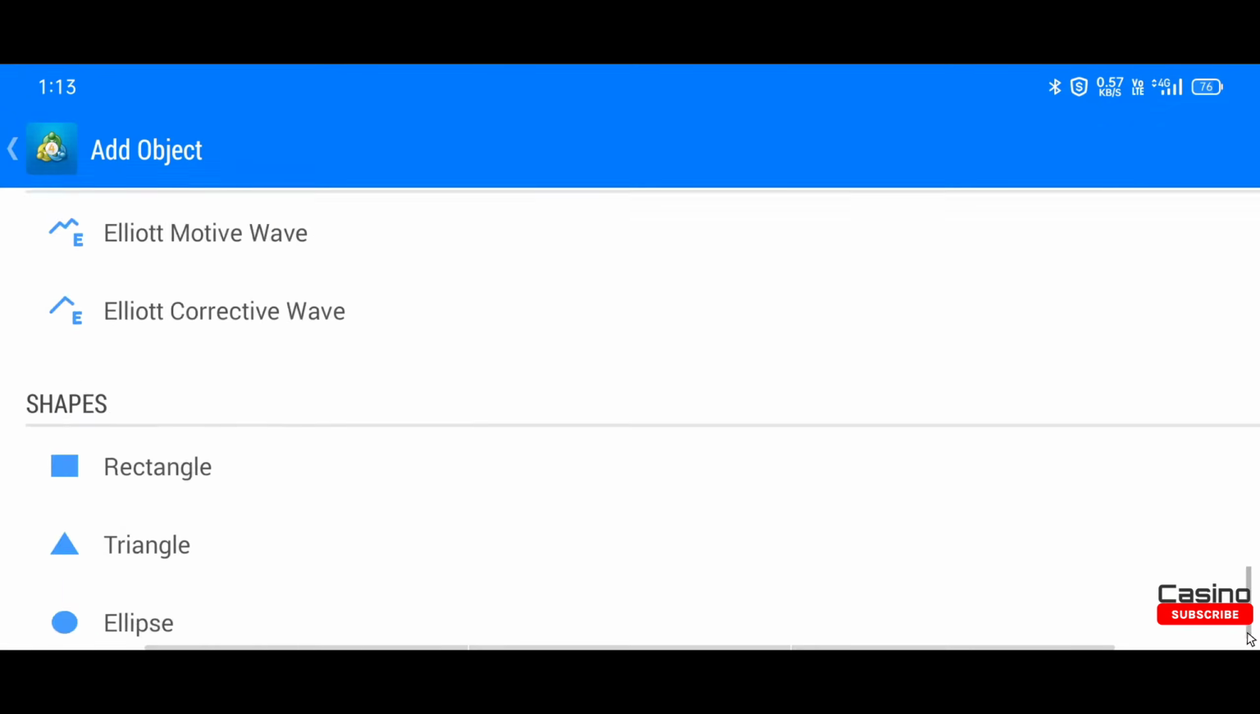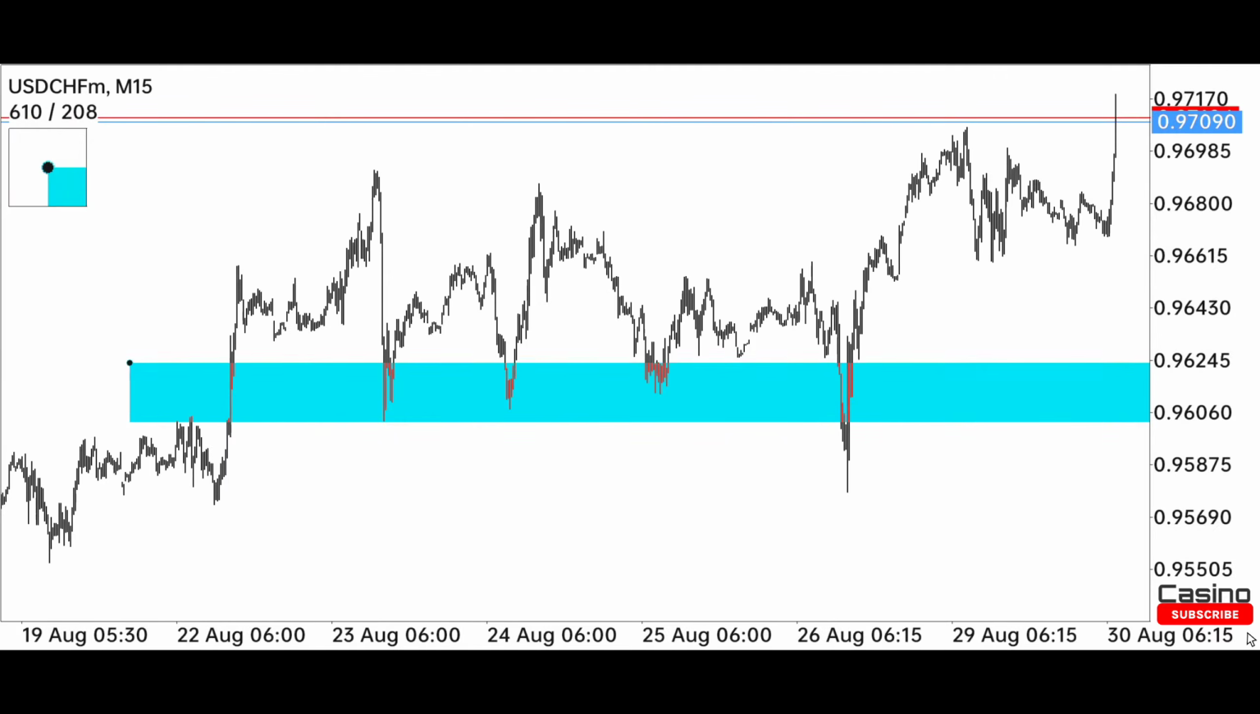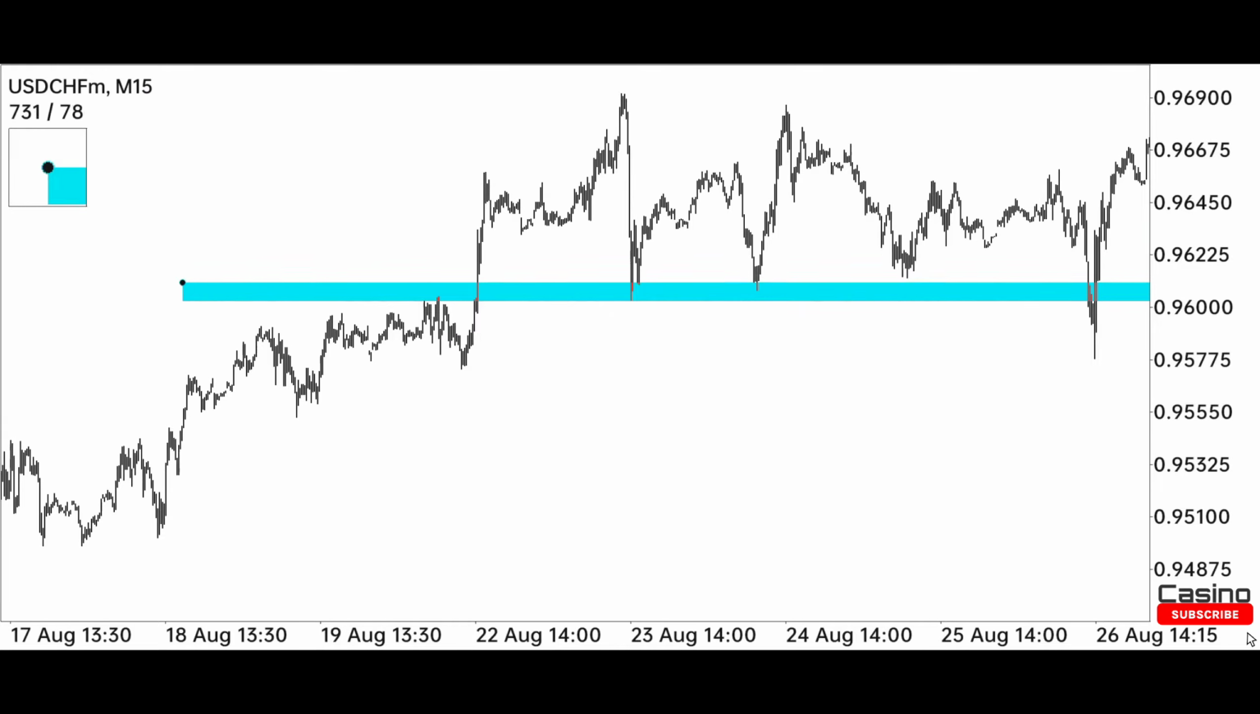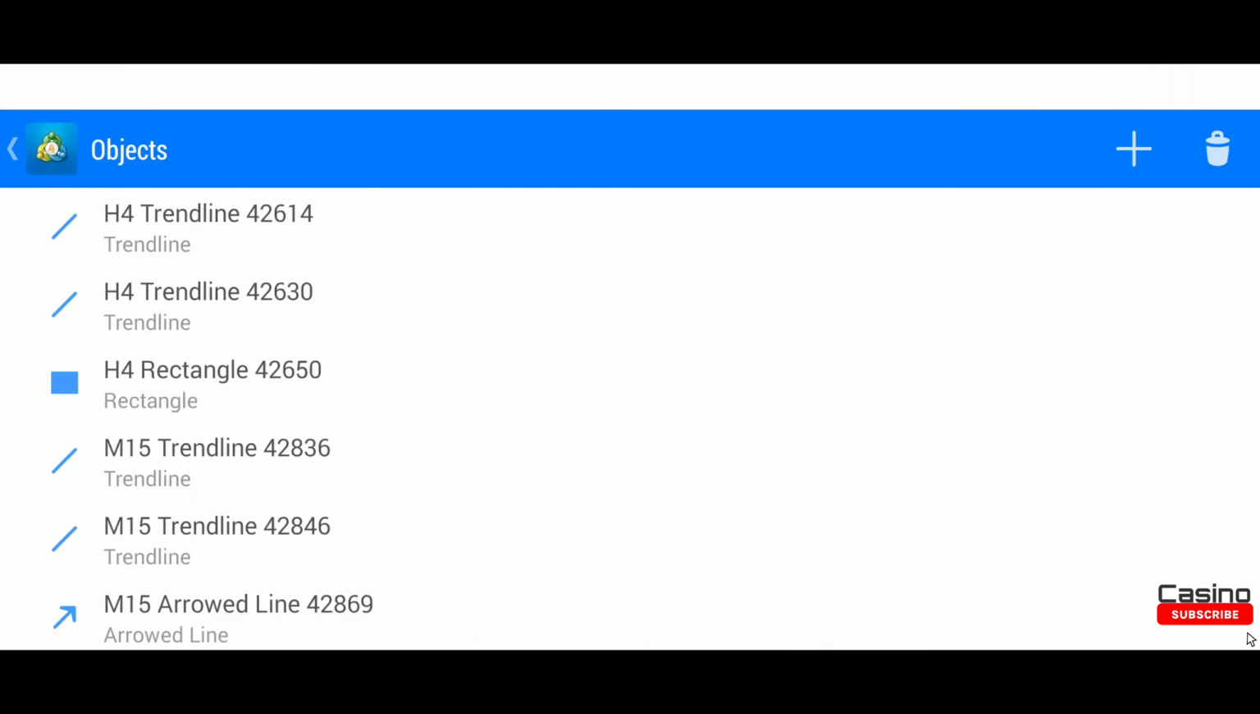First of all, take the rectangle tool and apply it on this place, because the market is taking support here multiple times. Our complete analysis will be based on this support level. This is a very strong area, we can't ignore it.